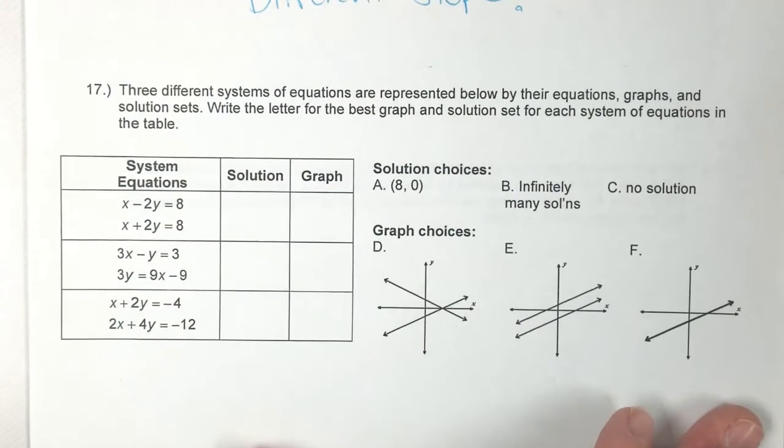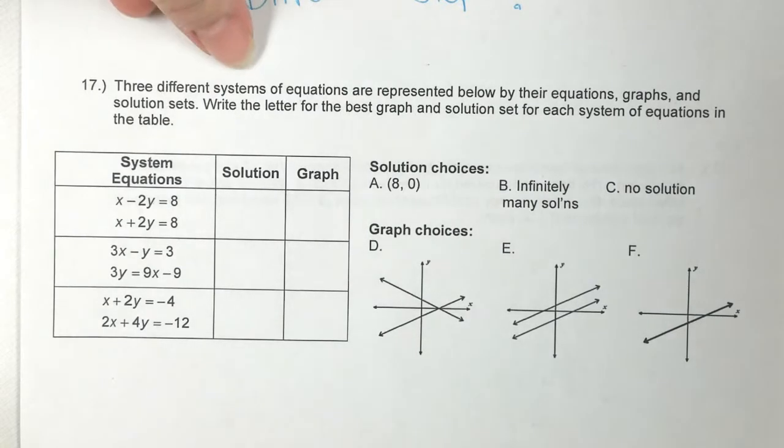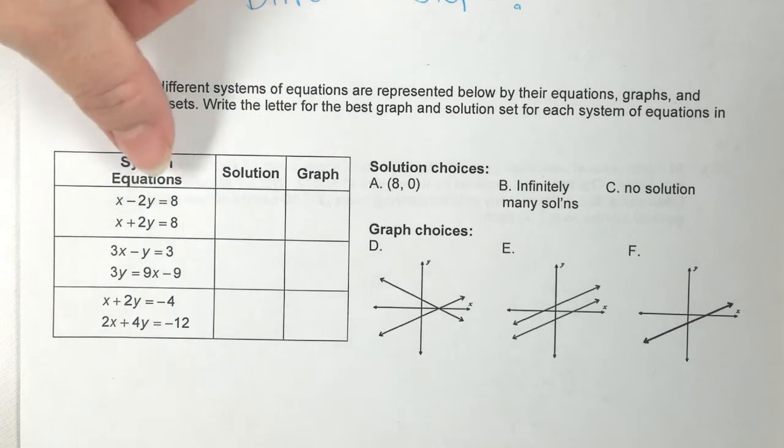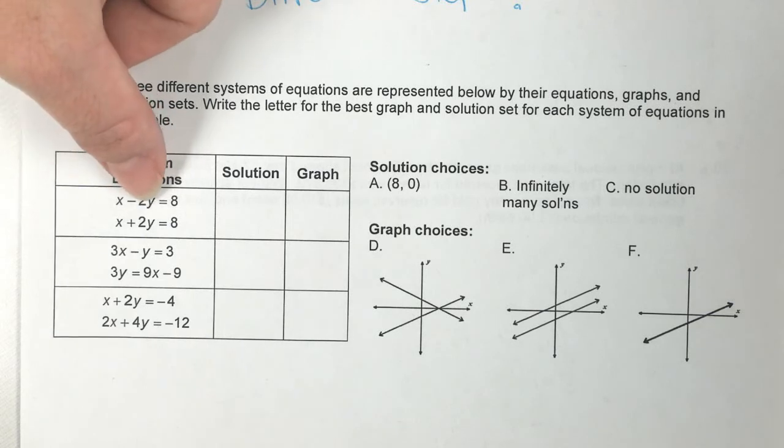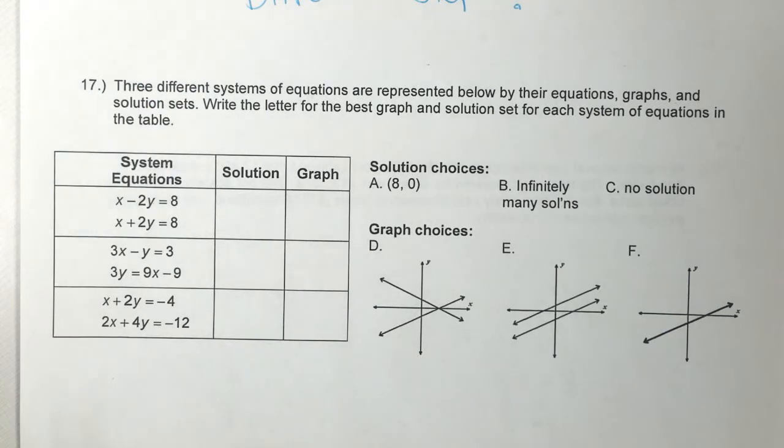Okay, here's a table. It says 3 different systems of equations are represented below. Graph, solution set, so on and so forth. Okay, here, what would our solution be? Well, let's look. Okay, so we can solve them.